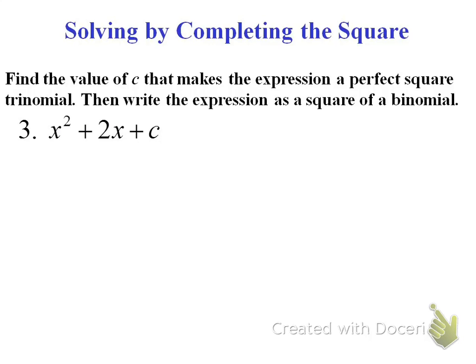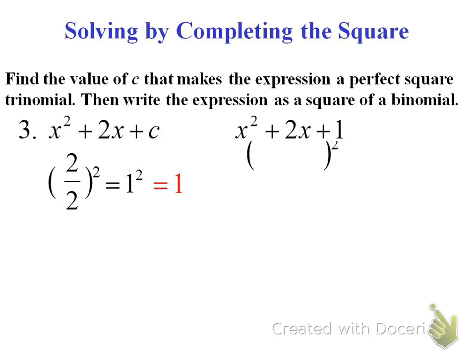So number 3, the directions say find the value of C that makes the expression a perfect square trinomial. Then write it as a square of a binomial. So same exact process. We start by thinking of the B term divided by 2 squared. So what's 2 divided by 2 squared? 1. So now I'll rewrite it. Instead of a C, I'll put a 1. And then how would that factor? Very good. X plus 1 squared.